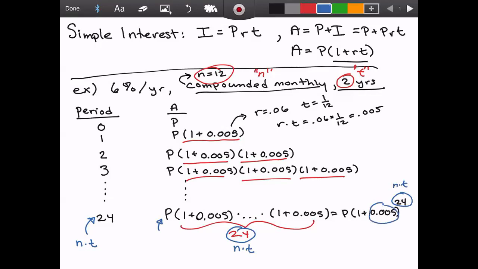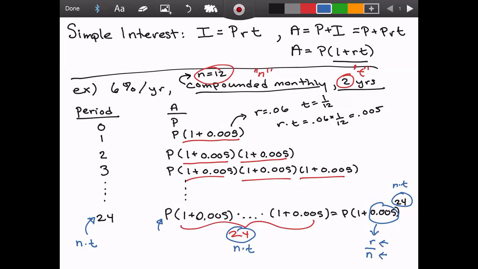This 0.005, how did we get that? Well, we got that by taking our interest rate and essentially dividing it by how many compounding periods there are in a year. So our interest rate was 6%, and we divided it by 12 because 6% over an entire year is the same as 0.5% a month. And we got that by basically just taking the 6% and dividing it by 12. So the interest rate divided by the number of times it's compounded per year is going to give you basically that interest rate per period.